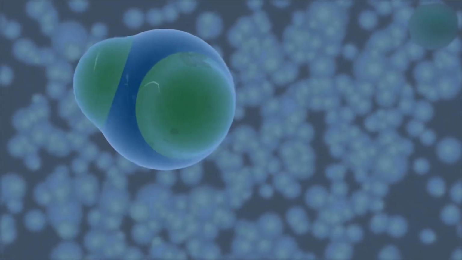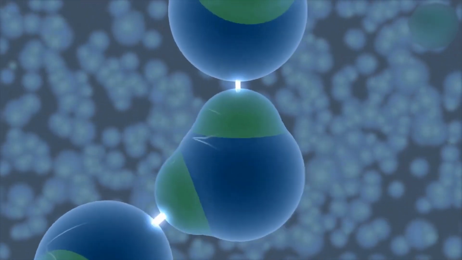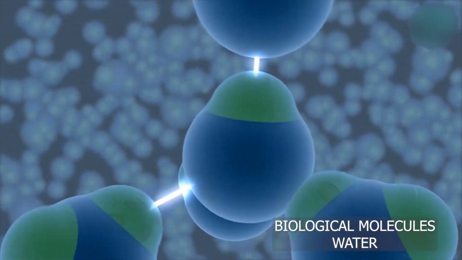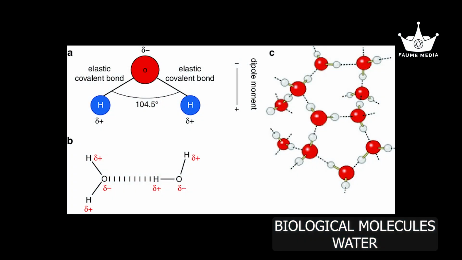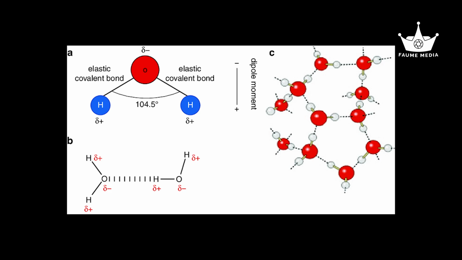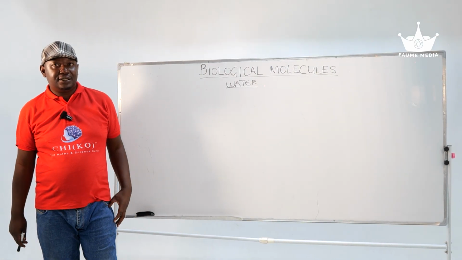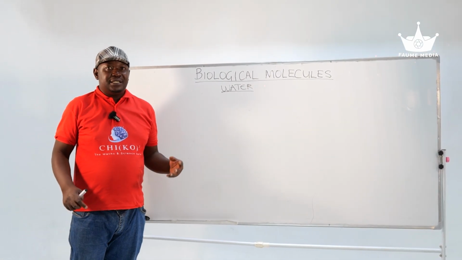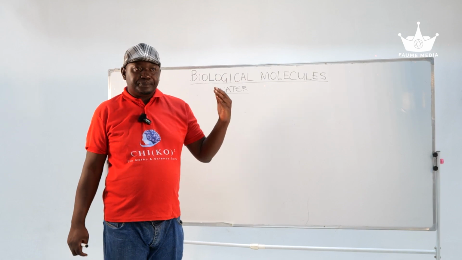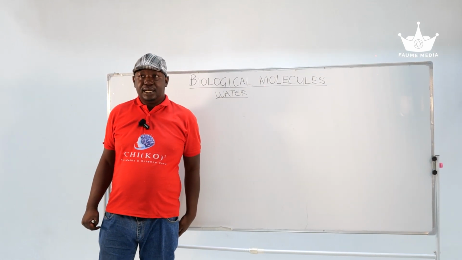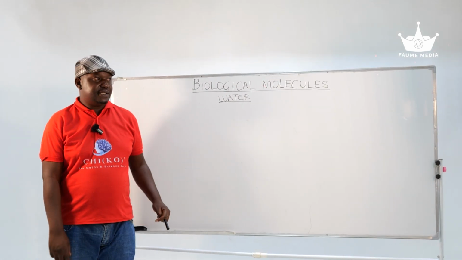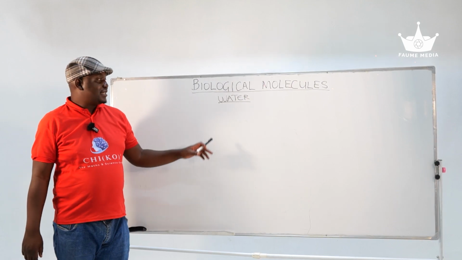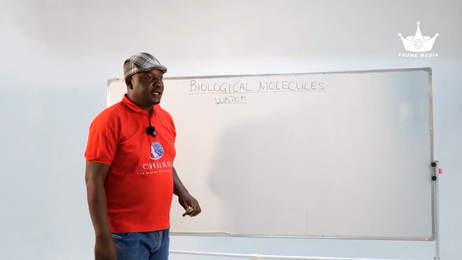Aspect in as far as biology is concerned, and we're going to be discussing biological molecules, right? We've got different types of biological molecules. We've got water, we've got carbohydrates, we've got proteins, we've got lipids, we've got nucleic acids, etc. We are going to be discussing these biological molecules in future videos, but today, precisely in this video, we're going to be discussing water, right?